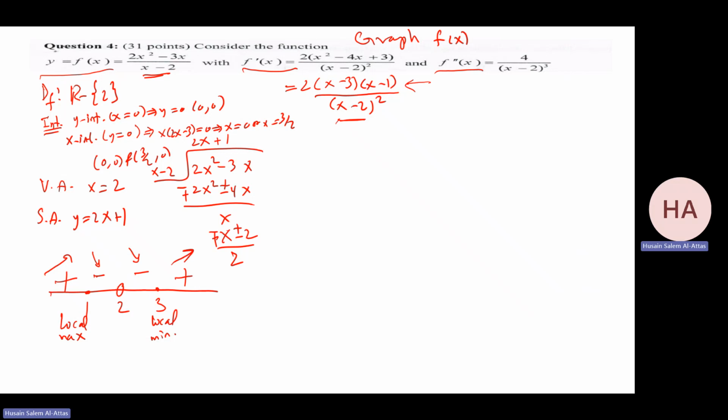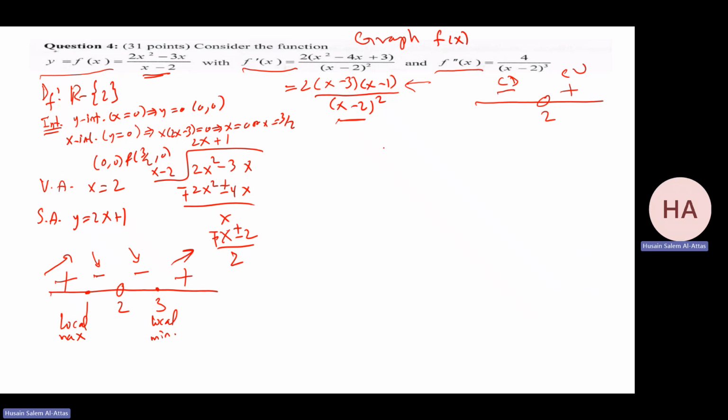Okay. Now from f double prime, the only thing I have is the 2. And that will give me what? Before 2 is negative and then positive. So concave down, this is concave up. Take a value less than 2, 0, it will be negative, then that will be positive.